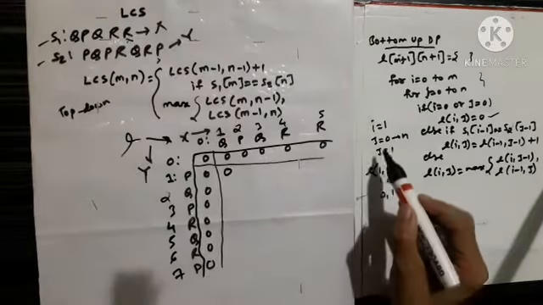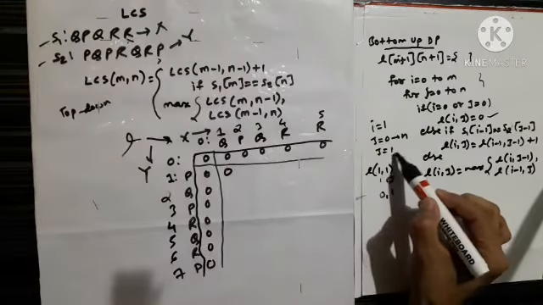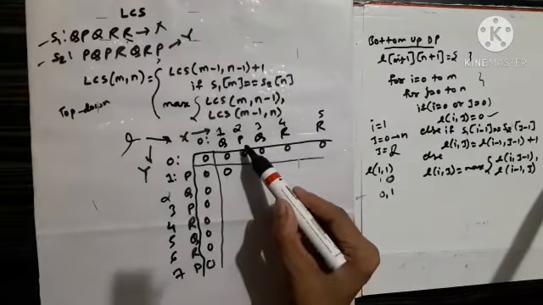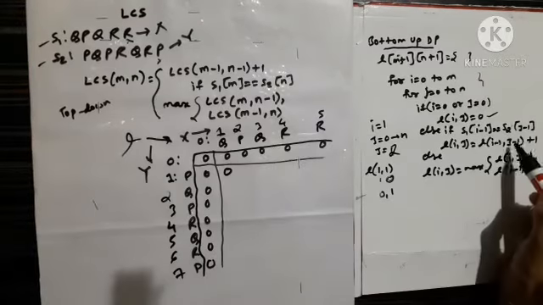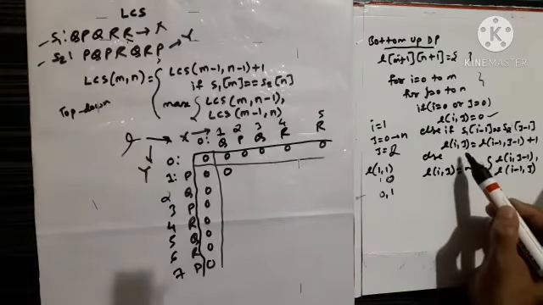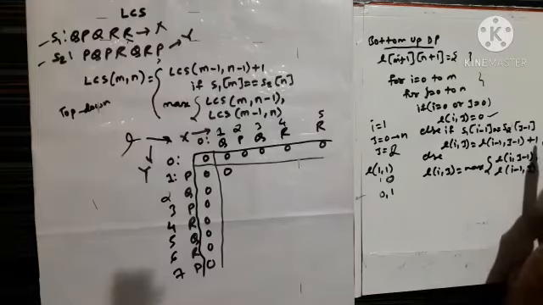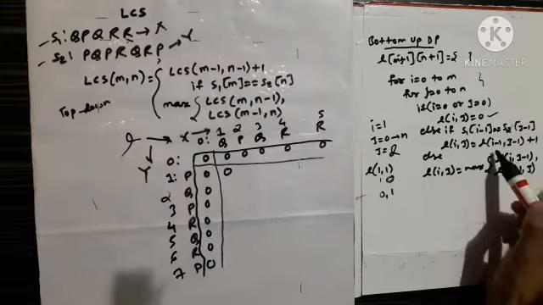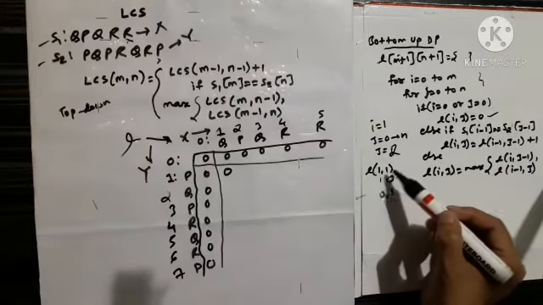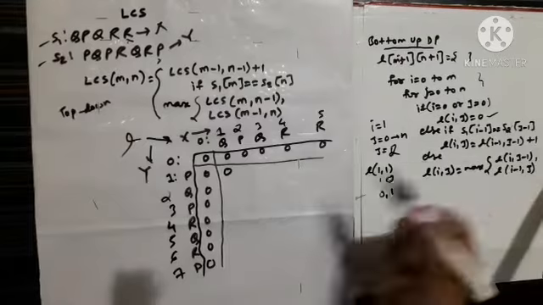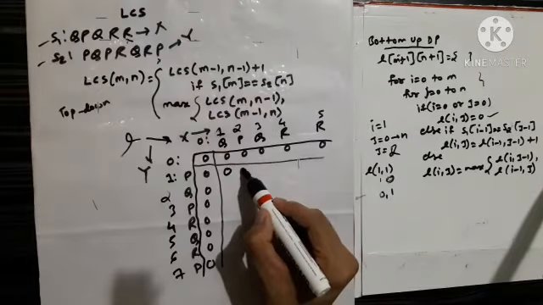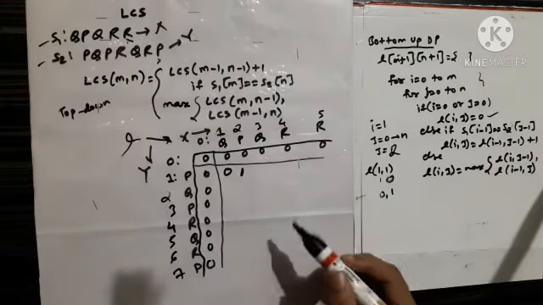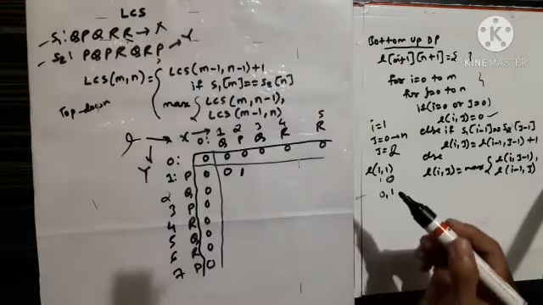Now i remains 1, and j changes from 1 to 2. Now check p and p, it is matching. If it is matching, then I have to add 1 and check the previously calculated value at i minus 1 and j minus 1. We have already calculated L[1][1], that is 0, and 0 plus 1 is 1. So I am going to put 1 here. Are you getting my point? Okay, if not, then I will dry run.